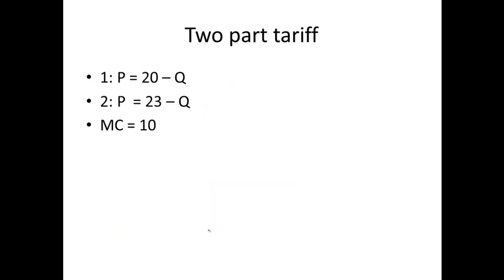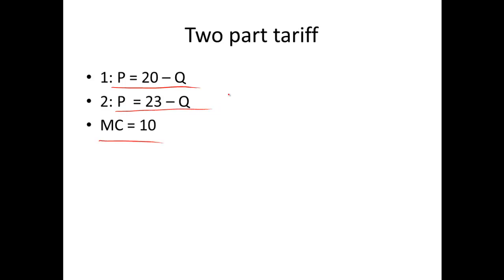All right, let's start with the two-part tariff problem. In this problem, we'll have two consumers, one of whom has the demand curve P equals 20 minus Q, the other of whom has the demand curve P equals 23 minus Q. Finally, marginal cost of the product is 10.